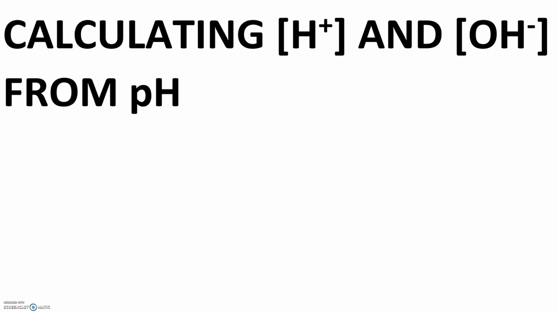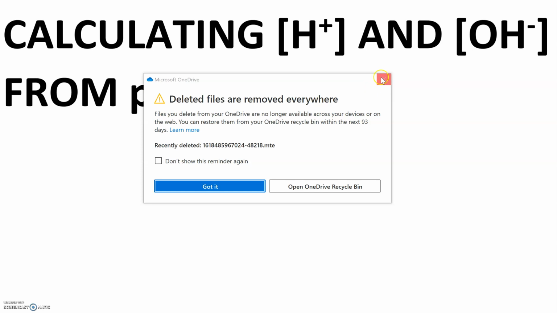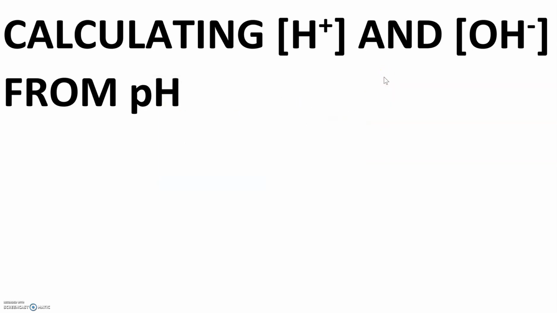All right. Hopefully you were all able to calculate the pH from the H plus or OH minus. And today we're going to go the other way. We're going to calculate H plus and OH minus from pH. So if the calculation that we used to go from H plus to pH yesterday was this one, pH is equal to negative log of the concentration of H plus. The opposite version is going to look like this.